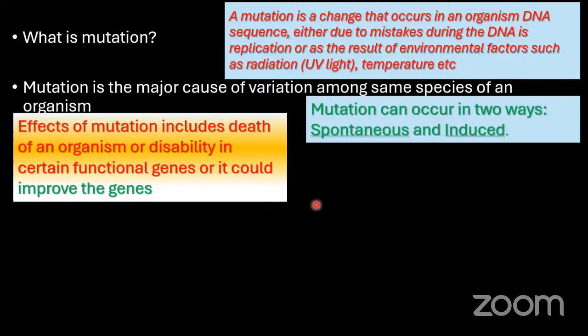In some cases, this mutation can lead to improved species. That is, it could be beneficial. It could make the organism develop the ability to adapt to a new environment. That is, it can make the organism survive where other species die. Those that survive while other organisms die, we call them mutants, because they have developed the ability to survive as a result of mutation in their genetic sequence.